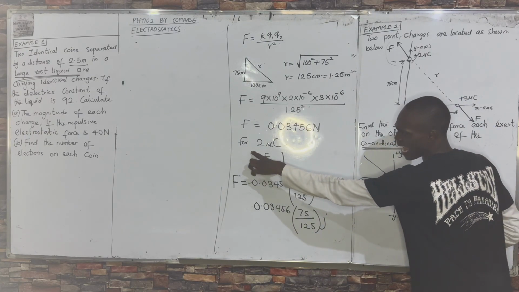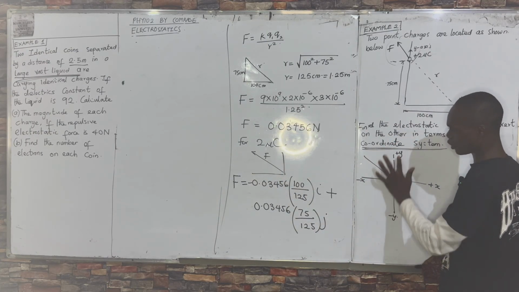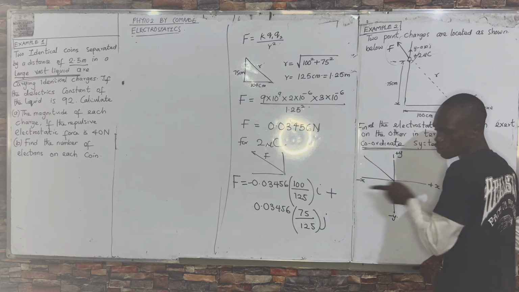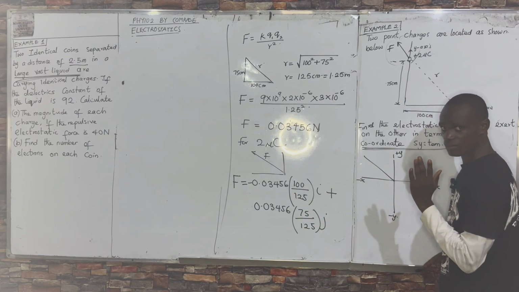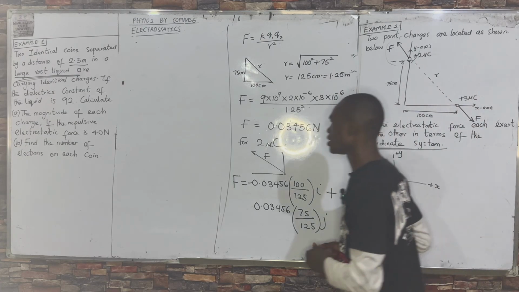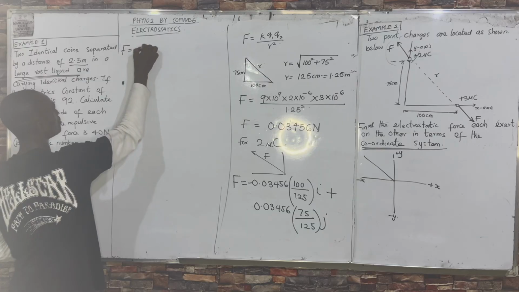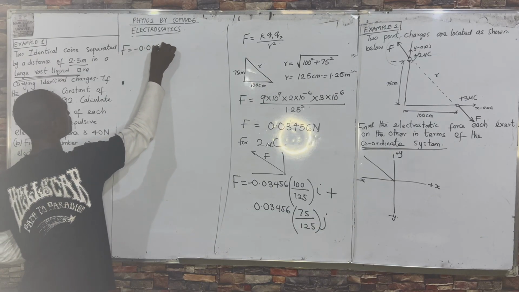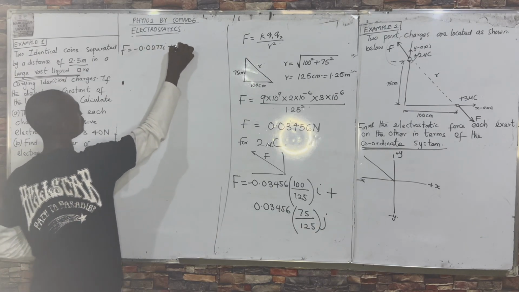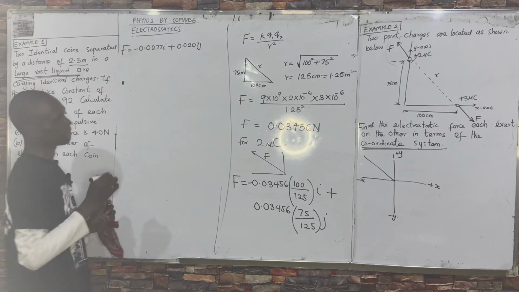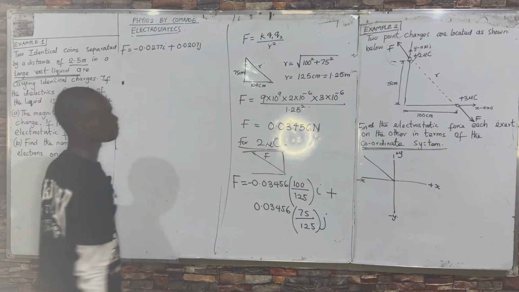Notice where this force is acting. It's acting somewhere here. So plus y, it means the vertical will be plus, and the horizontal will be what? Minus. You see it? Now, so if I press my calculator, my force F should be minus 0.0277 i plus 0.0207 j. That's for the 2 microcoulomb charge.